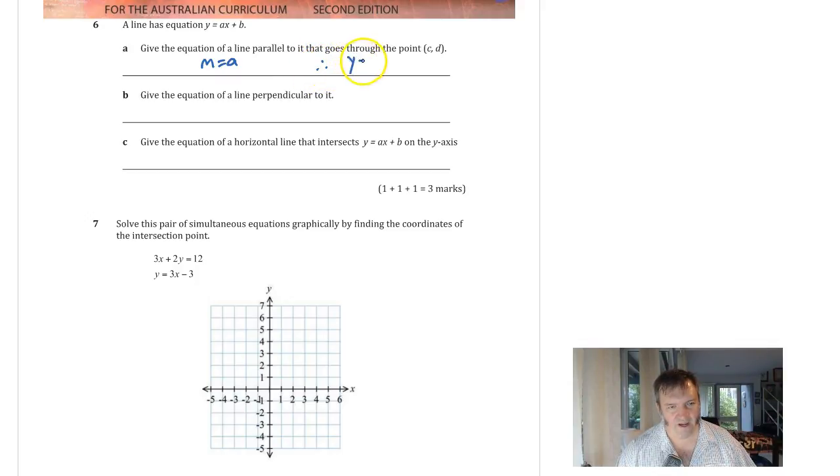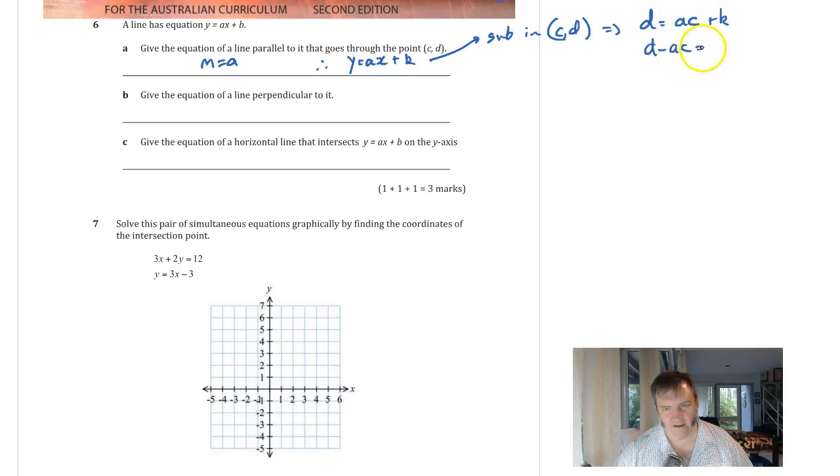So therefore it's going to be y equals ax plus, well, we want to call it c, let's call it k, seeing as we're going to have to introduce a c here. So now if I sub in the point (c, d), that's going to give me d equals a times c plus k, so d minus ac equals k, and that's the bit that I wanted to replace.